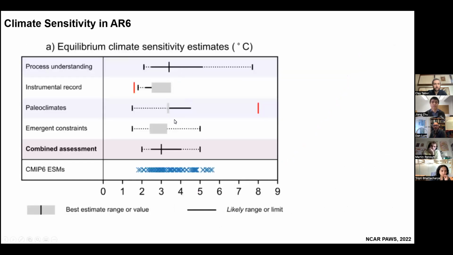So we have these 4 lines of evidence, with the ECS on the x-axis here: the 4 different lines of evidence with their central estimate, best estimate or mean value, their likely range, their very likely range, and for some, the extremely likely range. And we combined these 4 lines of evidence to come up with an overall combined assessment. How did we do this? Again, there are different ways this could be done.